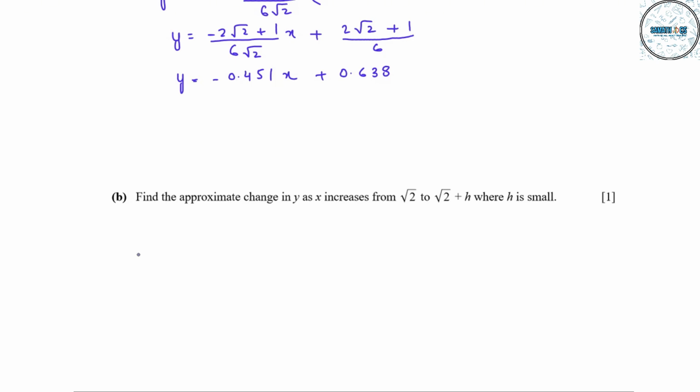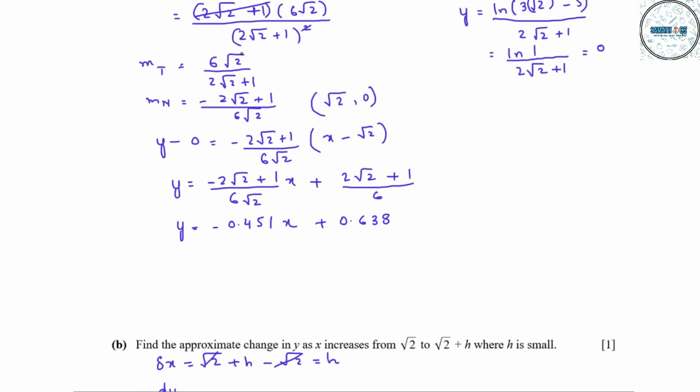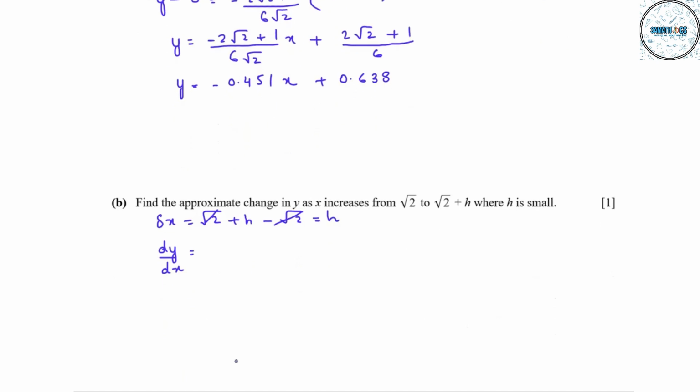Part B. Find the approximate change in y as x increases from √2 to √2 + h, where h is small. So we have here delta x, which is equal to √2 + h − √2, which is equal to h. We have dy/dx, which we took out in the previous part, that is 6√2 upon (2√2 + 1).